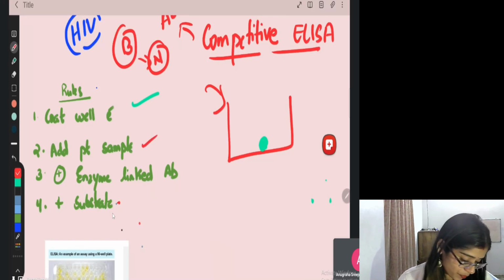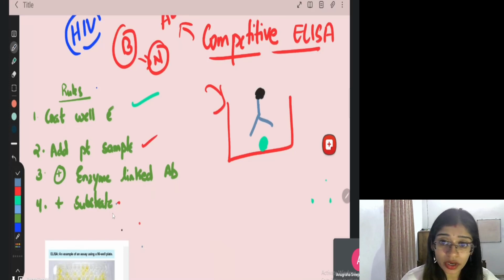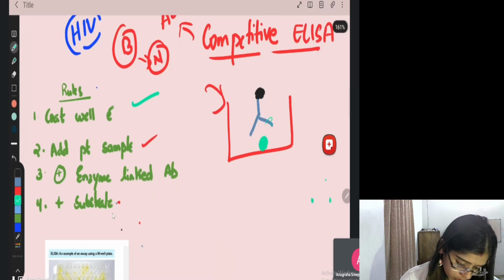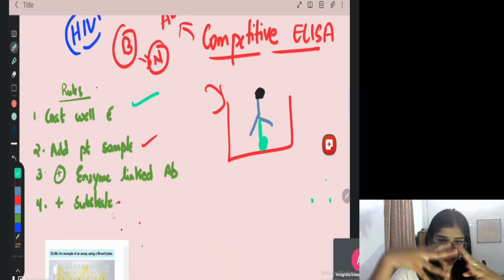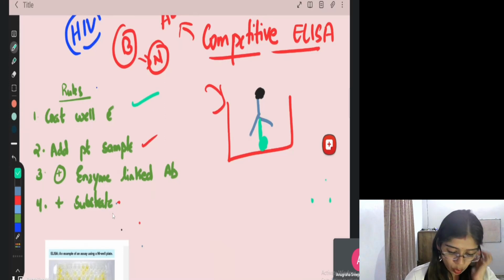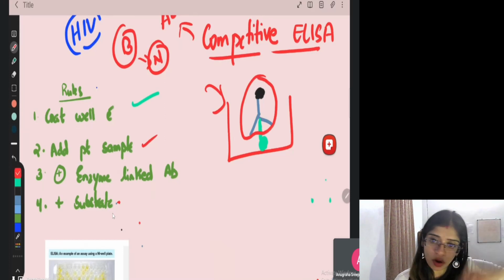What is the third step? Add enzyme linked antibody. I told you this enzyme linked antibody is like a normal antibody. It likes to form a bond with what? Our antigen. So it forms a bond with the antigen. Now they are very thick friends. When I wash, will this enzyme linked antibody get washed away? No, because it has already formed a bond.